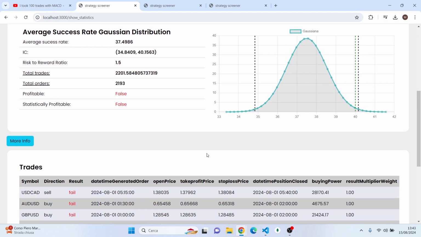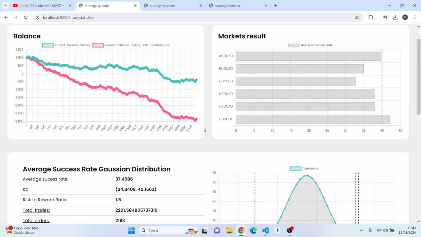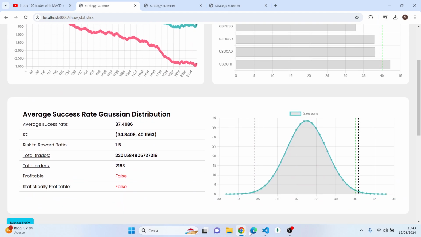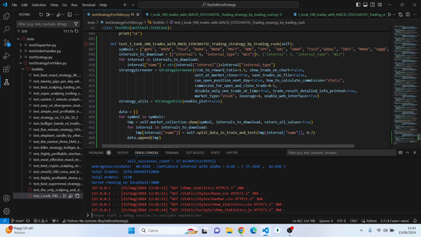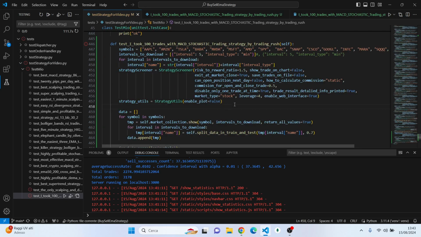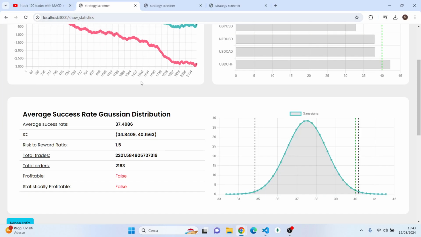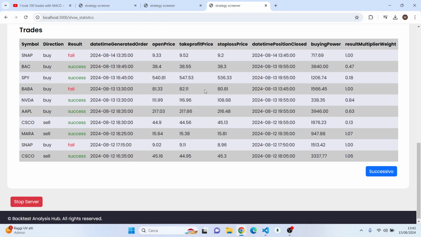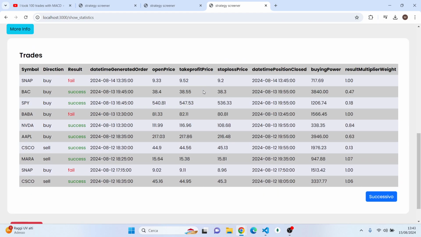So I decided not to backtest this strategy on the forex pairs, but I will backtest it on the stocks. So these are the stocks I will backtest, and I will backtest it on the 5-minute time frame. So let's see together some winning trades so you can understand how this strategy works. I will leave the link of this video in the description so you can check it.